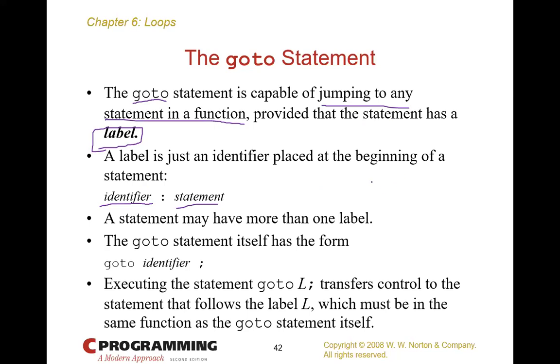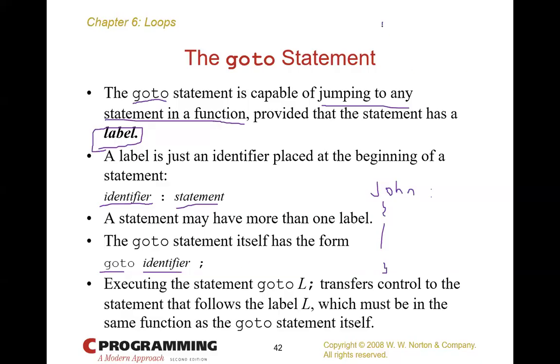So normally we can say John, and then I can use curly braces if I have many lines. So I can jump to this place based on a condition. A statement may have more than one label. So the goto statement itself has the form goto and then this label.